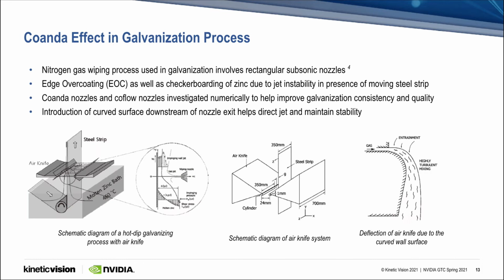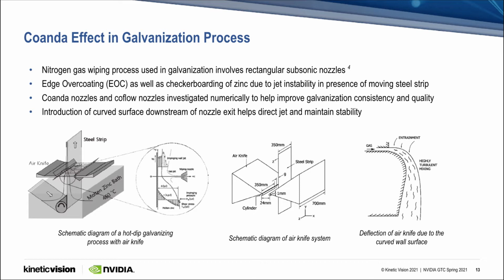And one particular manufacturing process in which the Coanda effect has been investigated is the galvanization process. Galvanization is characterized by a steel strip that's pulled through a molten zinc bath and then blasted with an air knife, usually with nitrogen gas. It's called a gas wiping process to help maintain the proper thickness of zinc applied to that steel strip.